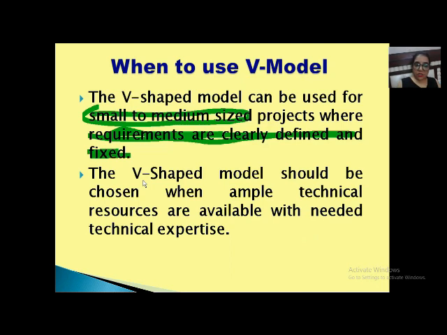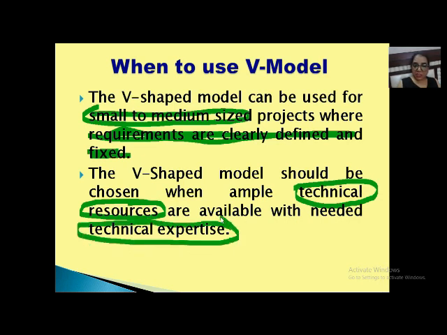The second situation is that the V-shaped model should be chosen when ample technical resources are available with the needed technical expertise. It is very important that the technical resources are available beforehand, and that there are people with very good technical expertise to handle both verification and validation in parallel. So I hope you can understand the V model very well.